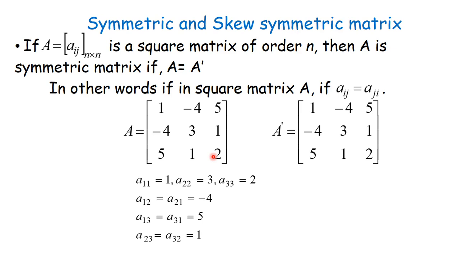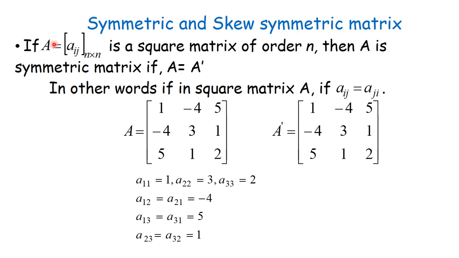Now symmetric and skew symmetric matrices. Which matrix is said to be symmetric and which matrix is said to be skew symmetric matrix, we will see. Suppose you are given a square matrix A of order n, and the general form of the square matrix of order n is given like this: A is equal to [a_ij] n cross n.